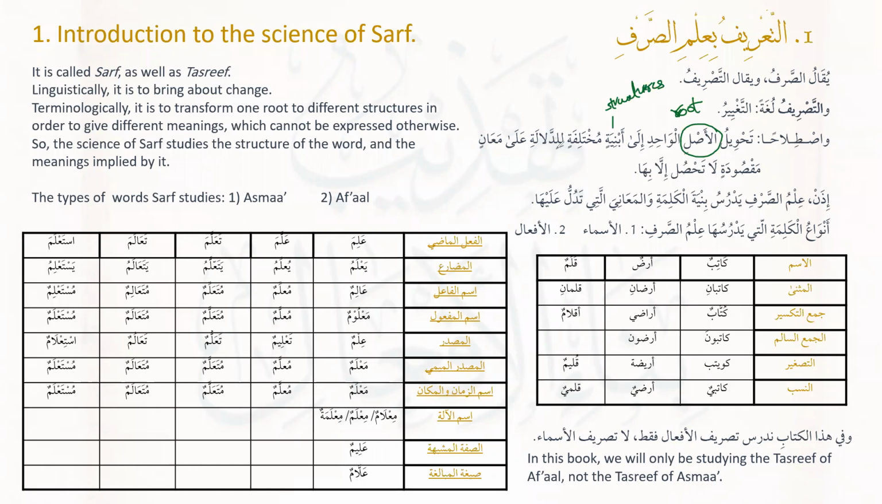مختلفة, different structures, للدلالة, to give new meanings, to denote different meanings that are intended. للدلالة على معان مقصودة, particular meanings. And you're changing the structure of a word to give another meaning similar to it, a particular meaning. لا تحصل إلا بها. These different meanings cannot be expressed except by changing the structure of the word and saying it. And this will become clear with an example.